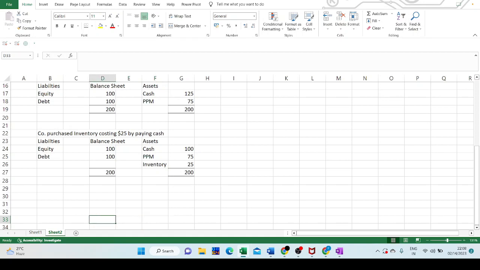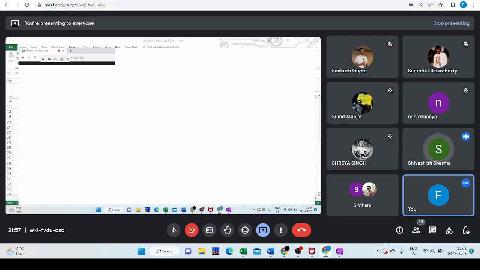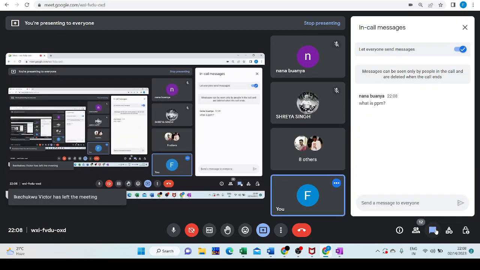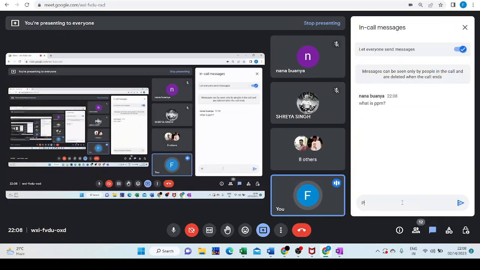Okay. Now say, yes, did someone point out anything? PPM, Nana, property, plant and machinery.